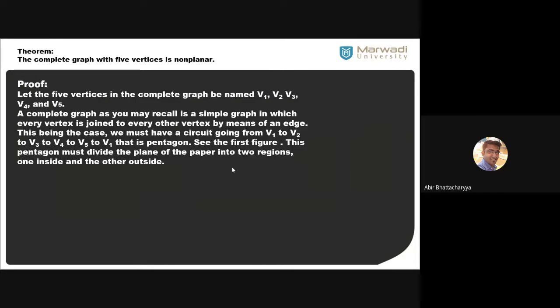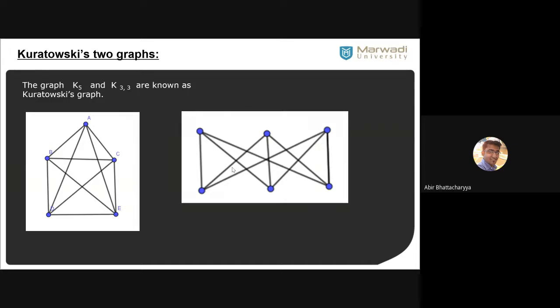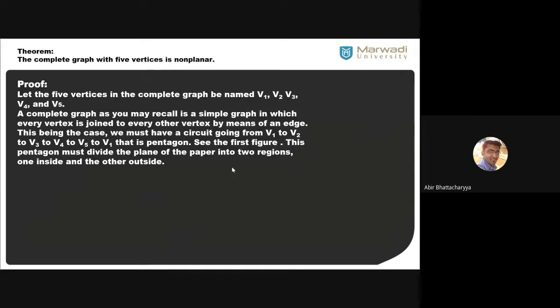All right, now we'll have to prove this theorem. First, we have to prove that a complete graph with 5 vertices is non-planar. A complete graph with 5 vertices being non-planar means K5 is non-planar. K5 means Kuratowski's first graph. You have to prove that. It's a very important theorem. We can ask you, and this theorem is known as Kuratowski's first theorem.